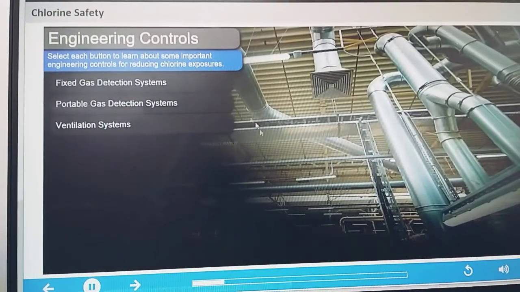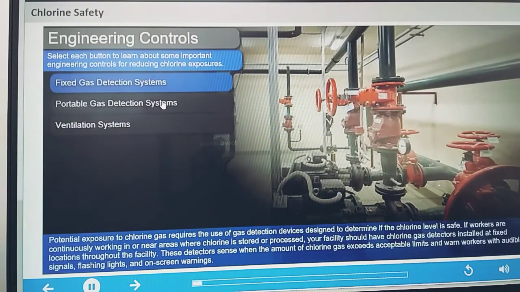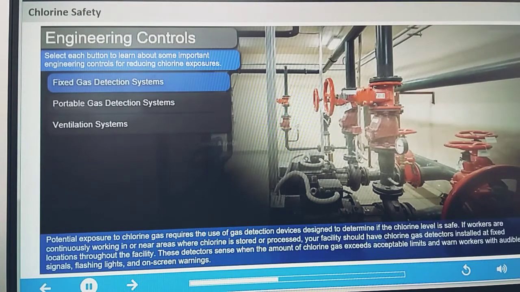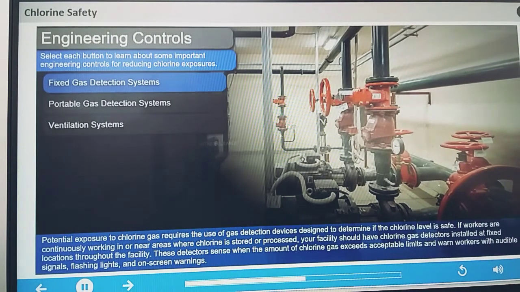Must put in place engineering controls in the form of machinery and equipment to adequately detect and reduce or eliminate unsafe chlorine exposures. Select each button to learn about some of them. Potential exposure to chlorine gas requires the use of gas detection devices designed to determine if the chlorine level is safe. If workers are continuously working in or near areas where chlorine is stored or processed, your facility should have chlorine gas detectors installed at fixed locations throughout the facility.